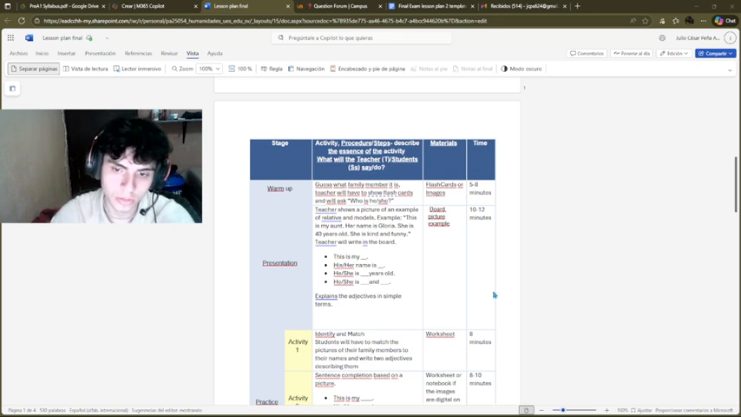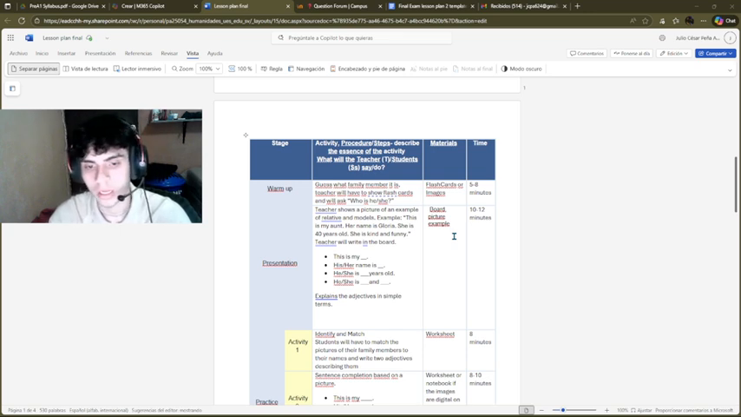After that, we have a little table explaining how we're going to teach this class during the time. The first one is the warm up. Guess what family member it is: the teacher will show it with flashcards or images, and the teacher will ask who is she or who is him. For materials, we have flashcards and images, in a time of 5 to 8 minutes.